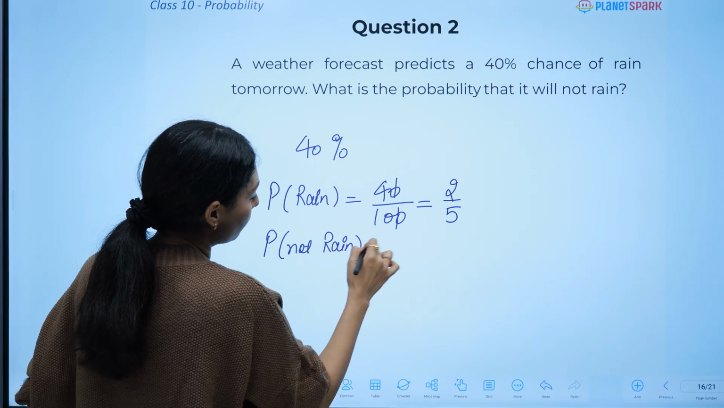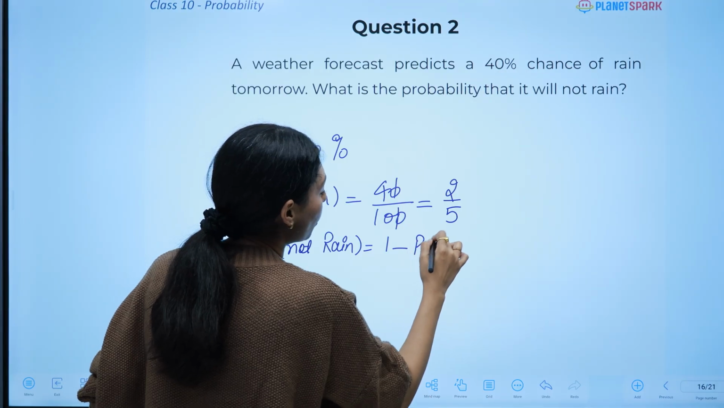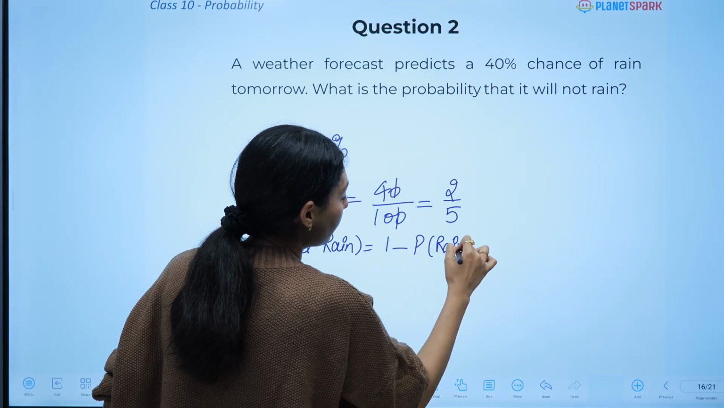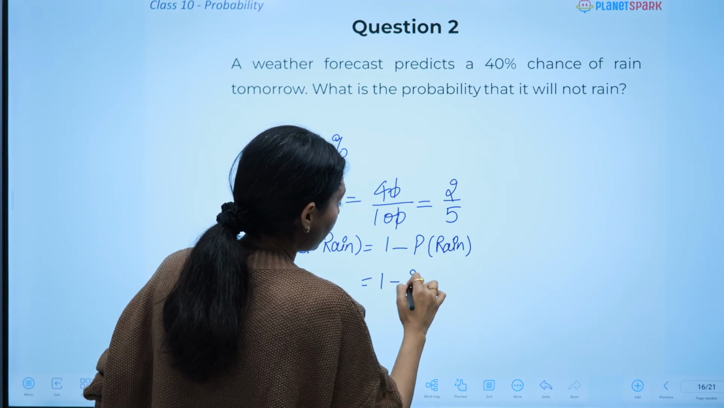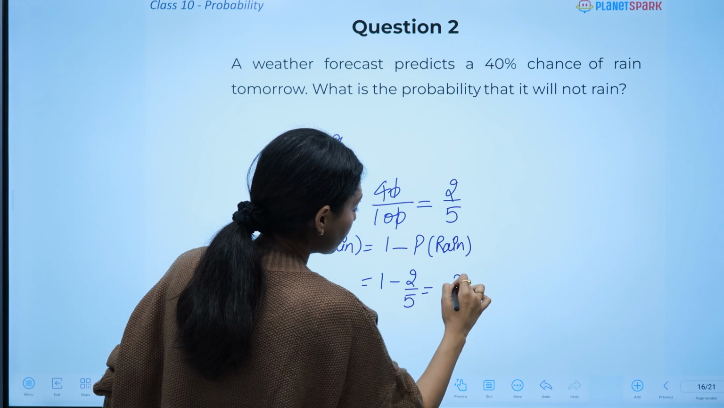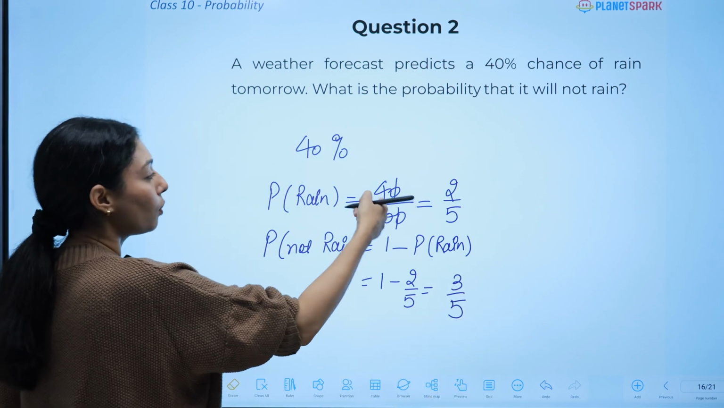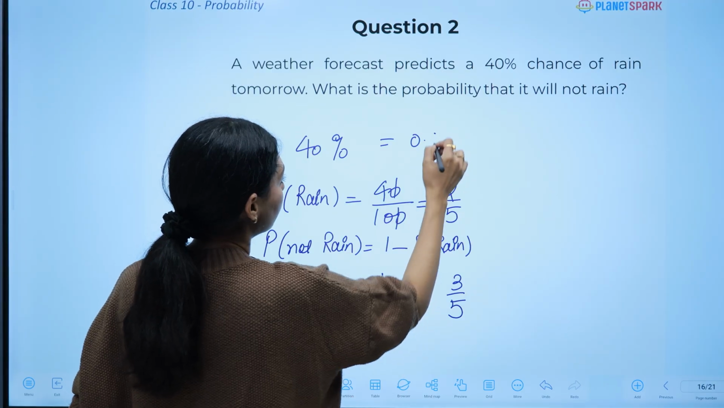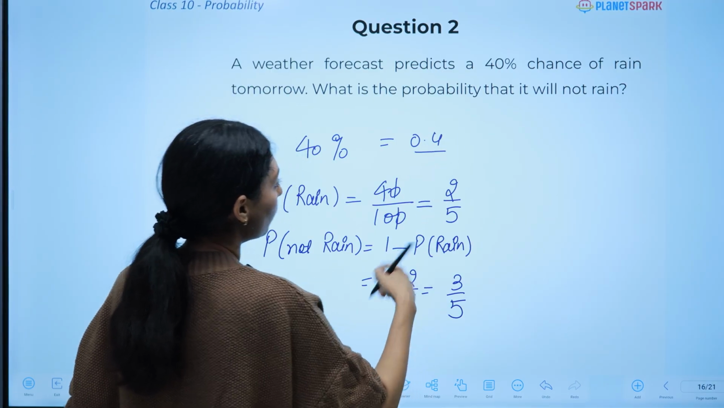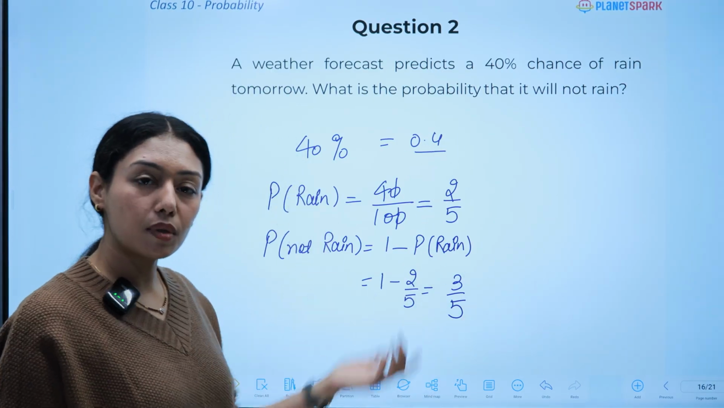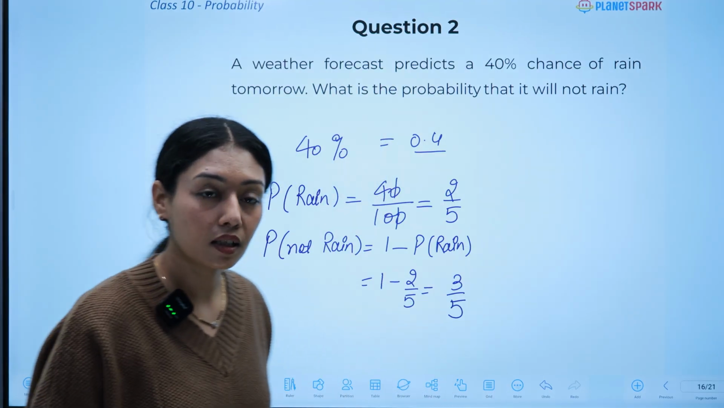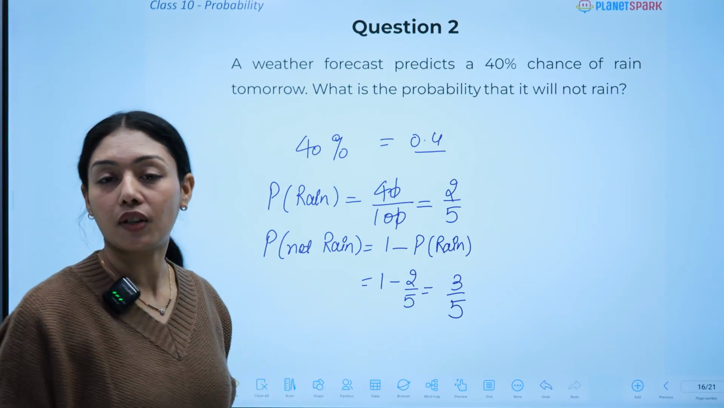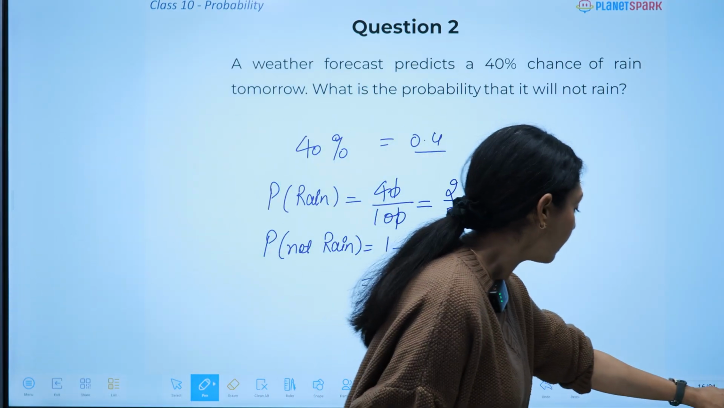So the complementary event that it will not rain. What is the probability of that everybody? 1 minus the probability that it will rain. That is 1 minus 2 by 5. That is 3 by 5. Or from here if you write it like 0.4, right? So that will be 1 minus 0.4, 0.6. In decimals you can write it or in fractions you can write it. So what's the answer everybody? 3 by 5 is the probability that it will not rain.